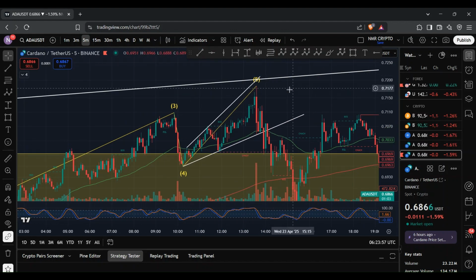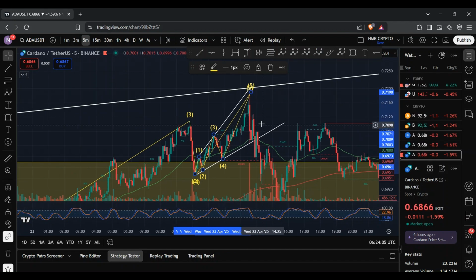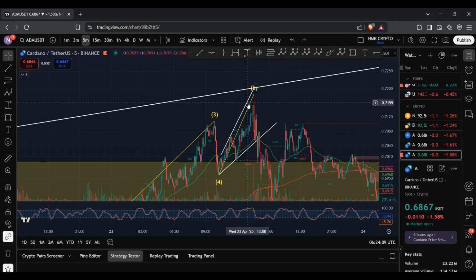So this 5th wave could be an ending diagonal, still made up of 5 waves, where what we have is your wave 1, your wave 2, wave 3, wave 4, and your final 5th wave move. And so it's possible that this wave structure is complete, and then we are now on a move to the downside.